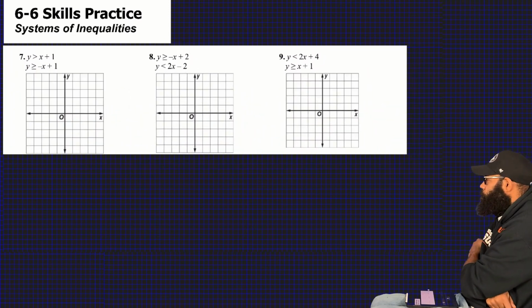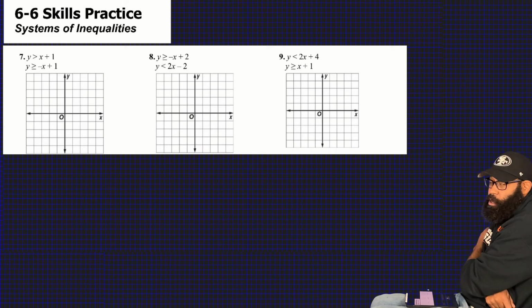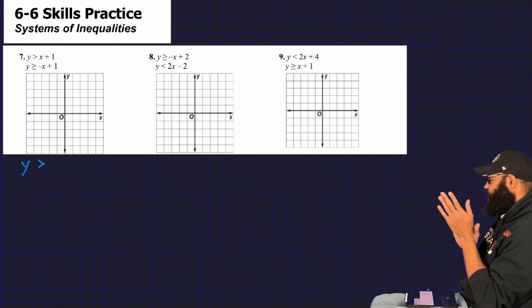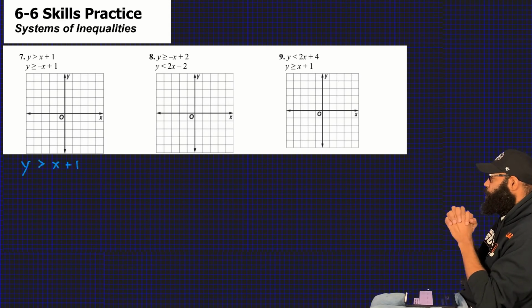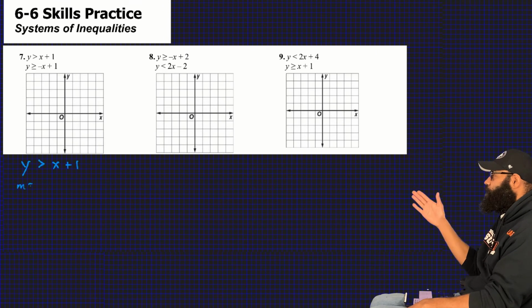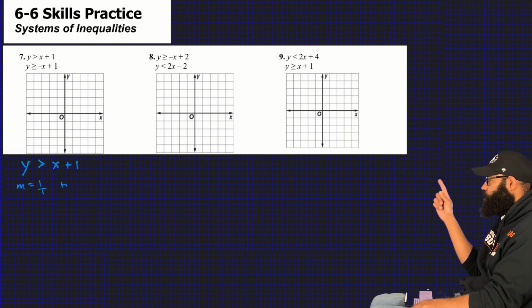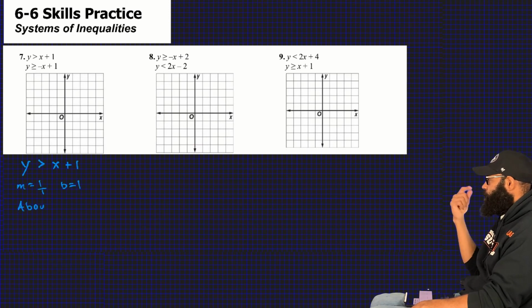I don't think so. No, I guess I called myself done. But we got plenty more to do, guys. Number 7, first equation, y is greater than x plus 1. I'm loving that because I see the m and I see the b. Wrote my m as rise over run, and b, we get 1.